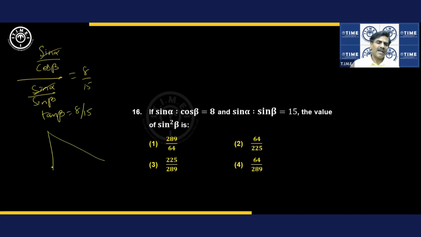Now drawing the diagram for this one, suppose we consider this angle as beta. Tan beta is 8 by 15, which means the opposite side to beta should be 8 and the adjacent side should be 15. If 8 and 15 are the two perpendicular sides, the hypotenuse will become the square root of 8 square plus 15 square. That is the square root of 64 plus 225, which is 289, so the square root gives 17. We are interested in sin beta, sin square beta, sorry. Sin beta will be 8 by 17.